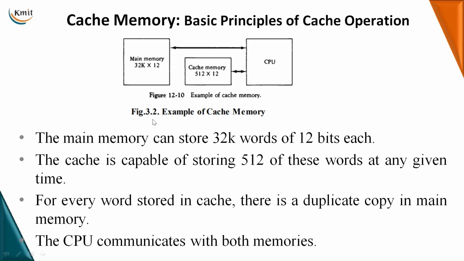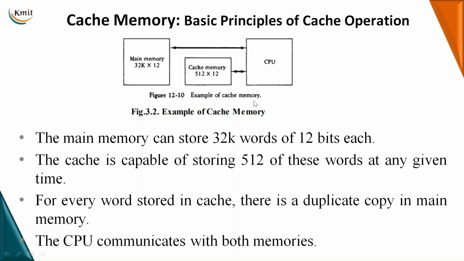Next, coming to the basic principles of cache operation. If you look at the example of a cache memory, this is your main memory and this is your CPU. The cache memory is placed between the main memory and the CPU so that it is easy for the CPU to access the cache faster compared to accessing the main memory. Not all the data and instructions, only the most frequently accessed data and instructions are placed into the cache.